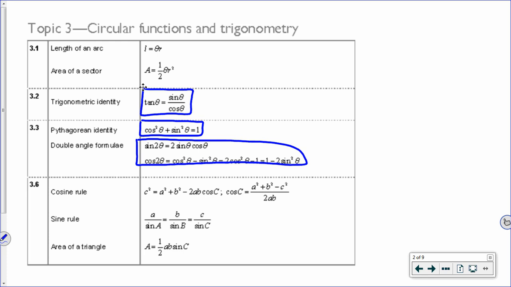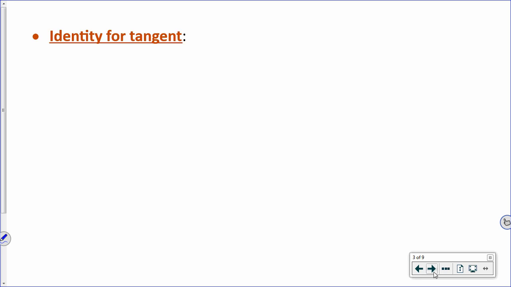In fact, we don't need to memorize them. We just need to know that they're here so we can go look them up when we need them. And you'll see throughout some examples in this lesson and the next how we use them. So first, let's unpack that tangent identity. That's the identity that tan theta equals sine theta over cosine theta.